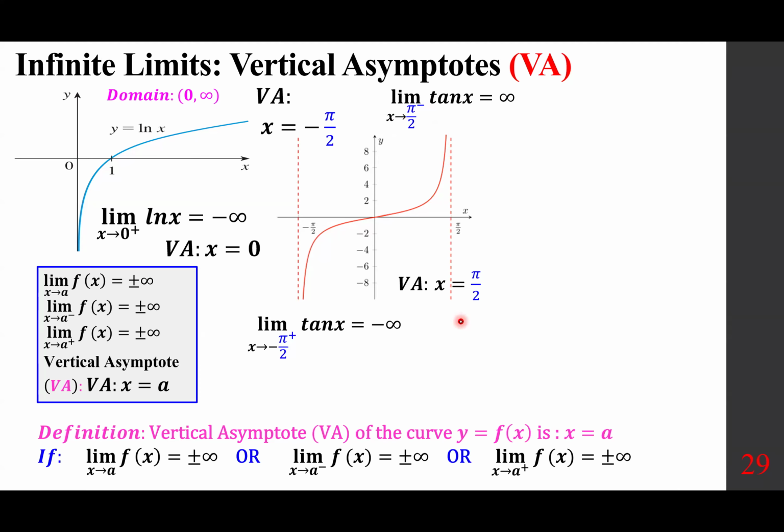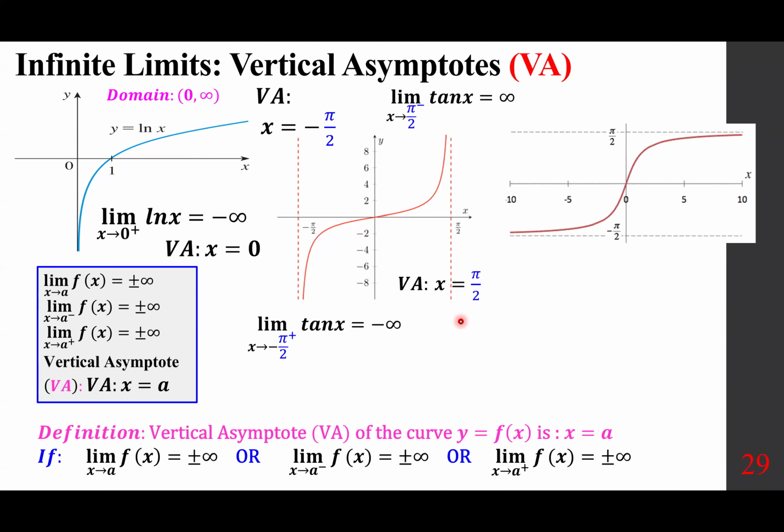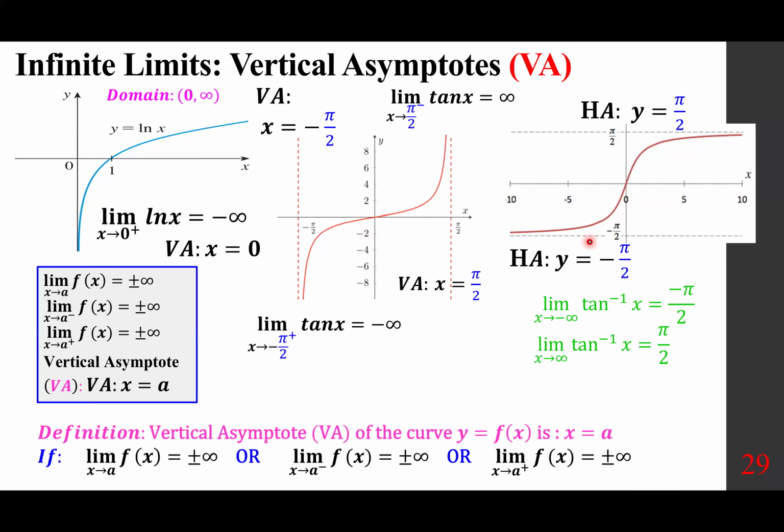Again, this is just one complete cycle, and you can go with the tan inverse. With that being the case, the limit of tan inverse of x as x approaches minus infinity is minus pi over 2, and the limit of tan inverse of x as x approaches infinity is pi over 2, and that gives rise to the horizontal asymptotes y equals pi over 2 here, y equals negative pi over 2 here. It's very straightforward, everybody.